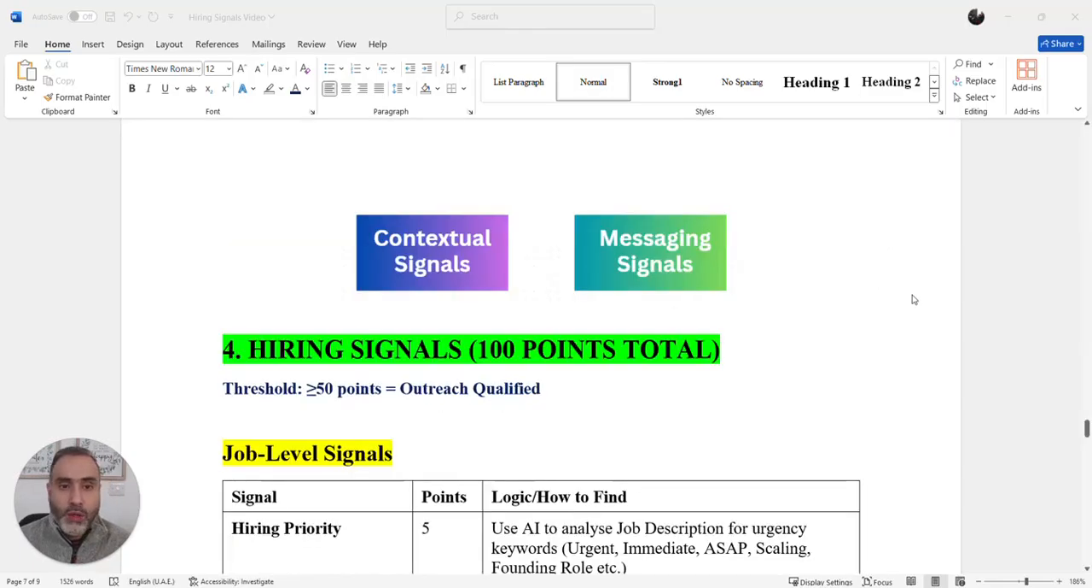In the next video, we'll take this 100-point framework and start building the actual Clay tables for fresh roles. We'll connect job boards, enrich the data, and score each job by hiring signals, so you always know which company to reach out to first.